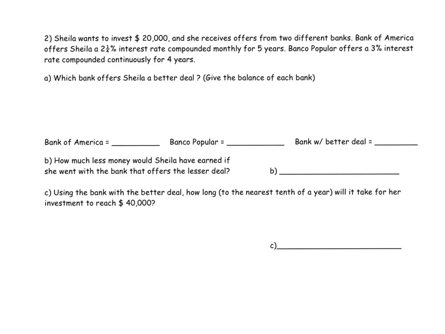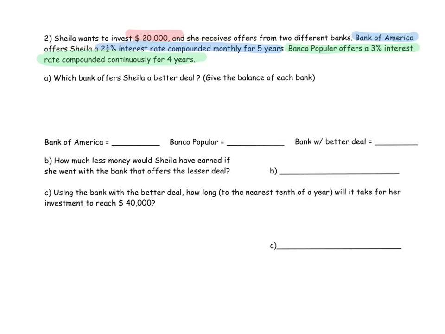Problem 2 also deals with exponentials, and it says Sheila wants to invest $20,000, and she receives offers from 2 different banks. Bank of America, 2.25% interest compounded monthly for 5 years. Banco Popular, 3% interest compounded continuously for 4 years. Which bank offers Sheila the better deal?